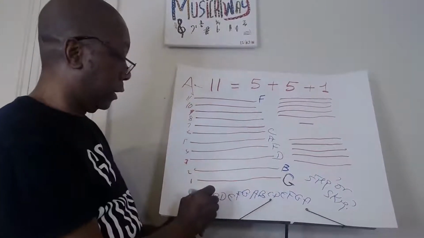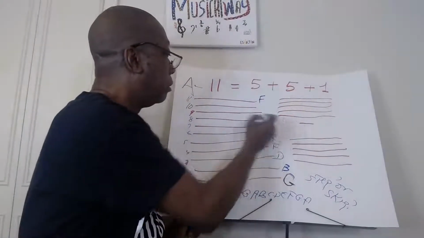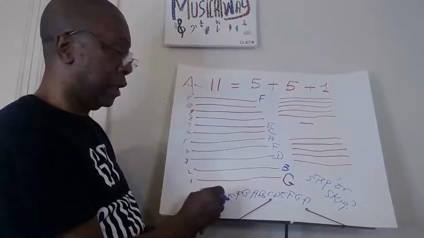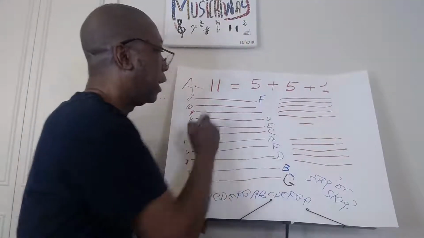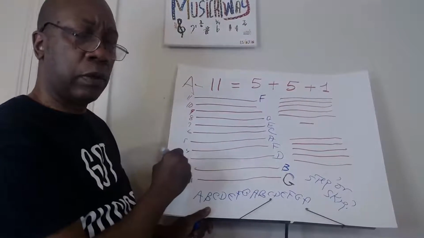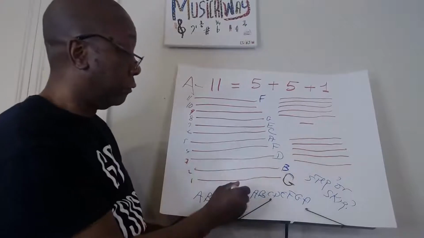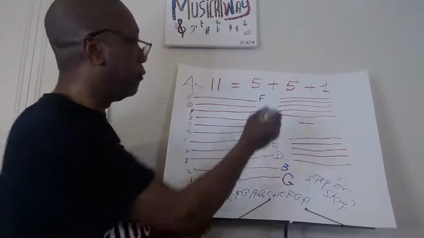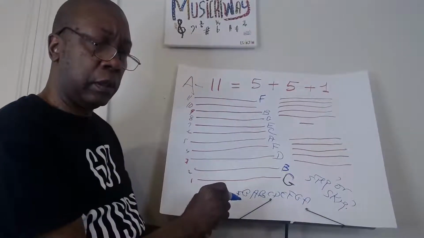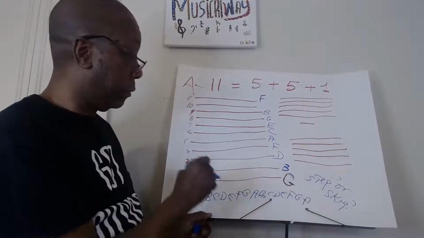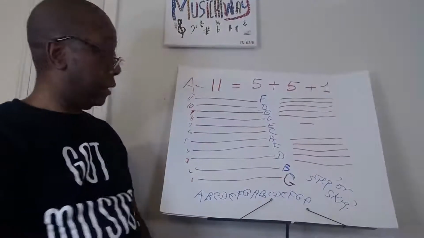And from C, I skip the D, so I go to E. I skip F, I go to G. And after G, there's no H, after G is A. After A, I skip to B. After B comes C, I skip it, and that will be D. Now I have all my 11 lines.